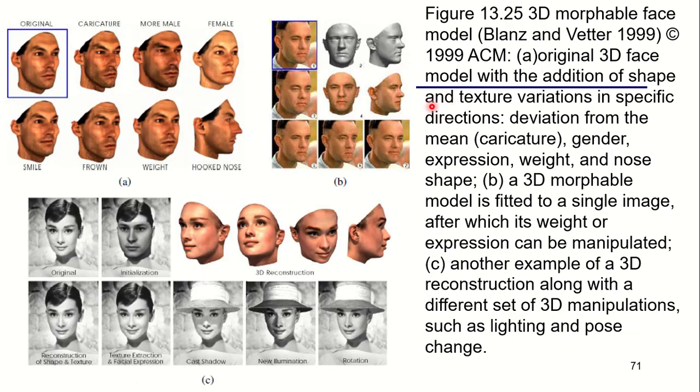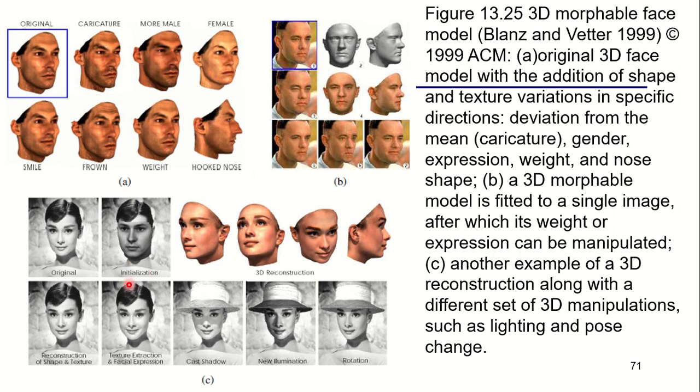So, 3D morphable faces. Here it shows the original 3D face model with the addition of shape and texture variations in specific directions: the deviation from the mean, caricature, then gender, different expressions, weight, and nose shape. Everything can be changed in these morphable faces. Part B shows the 3D morphable model fitted to a single image, after which its weight or expression can be manipulated.